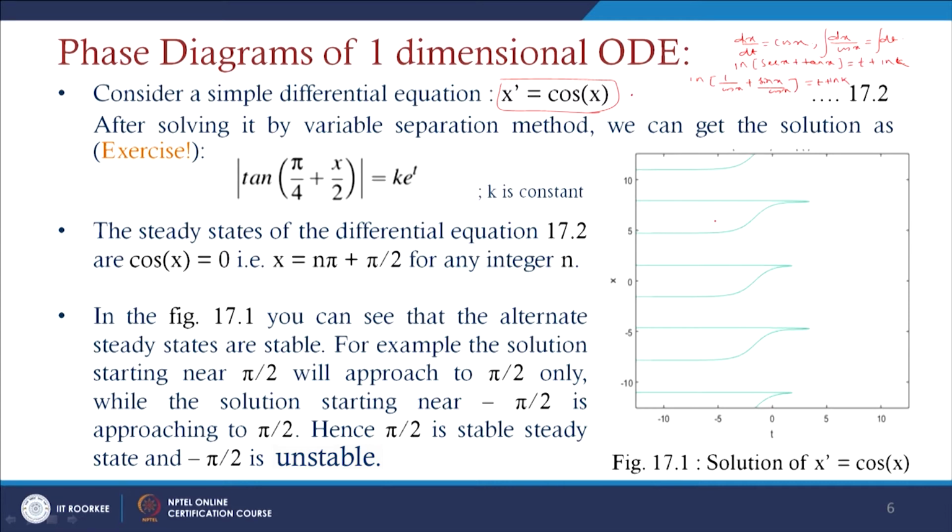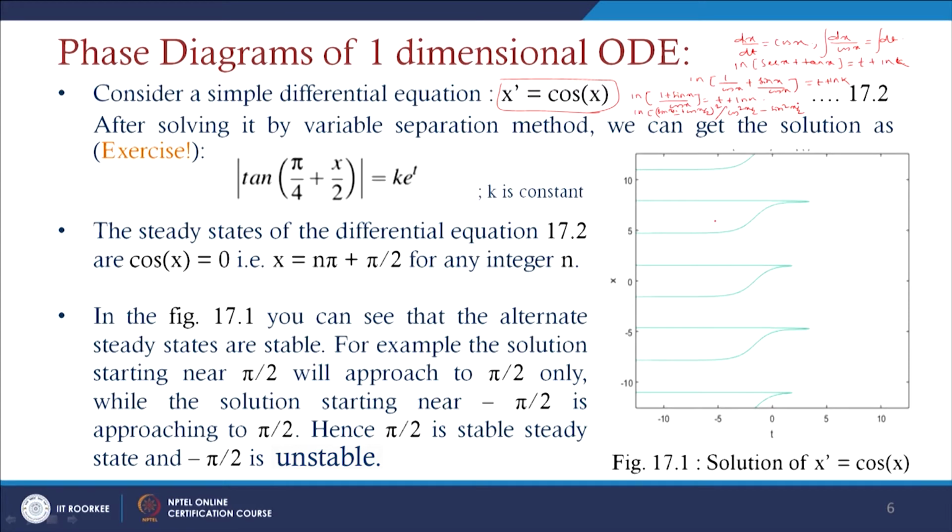If you go for further manipulation of things, we can write this as (1 + sin x)/cos x, which equals t + ln k. Then with further analysis, we can write this as ln of (sin(x/2) + cos(x/2))^2 divided by cos x. So cos x can be written as cos^2(x/2) minus sin^2(x/2) here.